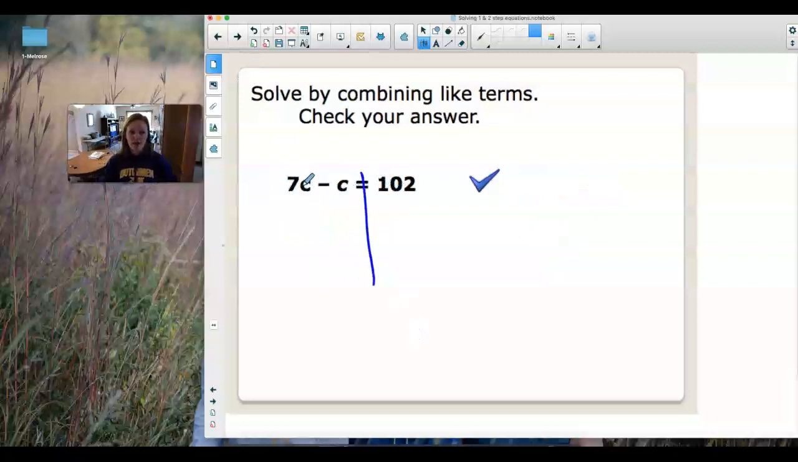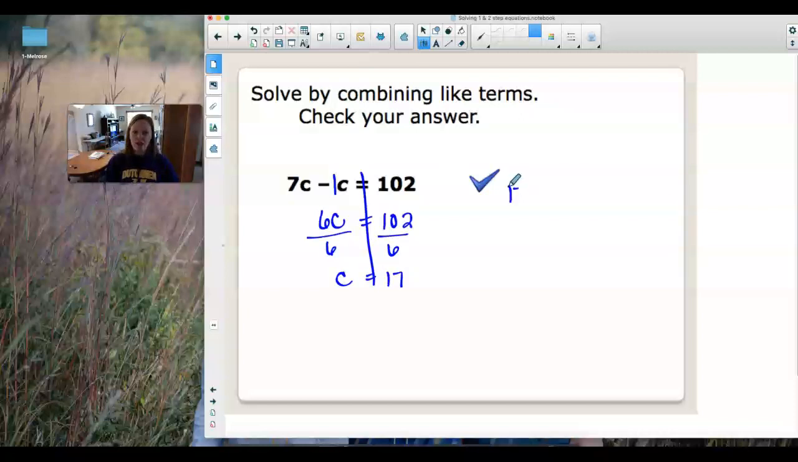Again, we're going to combine like terms. We can put a 1 in front of this c. So 7c minus 1c is 6c equals 102. And then we're going to divide by 6. And so we end up with c equals 102 divided by 6 is 17.